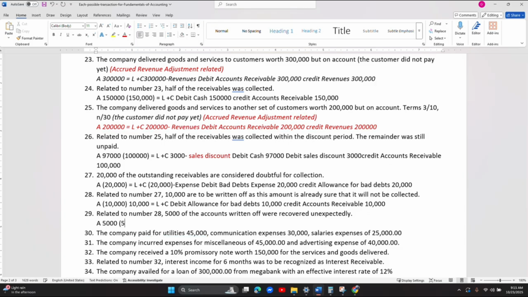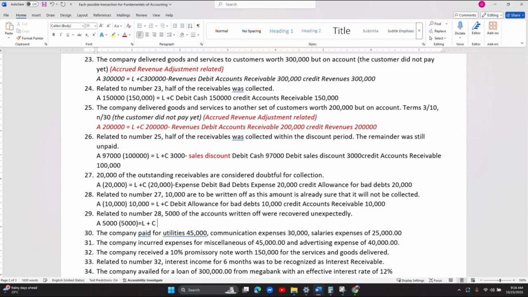However, you have also a negative 5,000 because you have also to reinstate the allowance for bad debts that you have also erased. Okay? Basically, on number 28, we have erased the accounts receivable 10,000 and we have also erased the allowance for bad debts 10,000. In the recovery, we have to establish them, but it's only based on the recovered amount. So 5,000 only. So the reinstatement of accounts receivable, this 5,000, and the reinstatement of allowance for bad debts, this 5,000. So actually, that's the first transaction analysis for the recovery. And there will be no effect on the liabilities and capital.